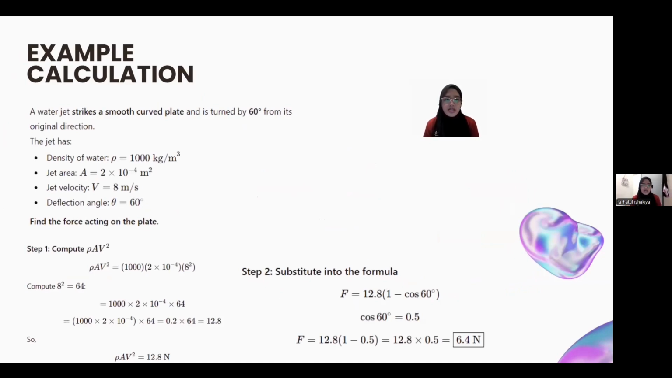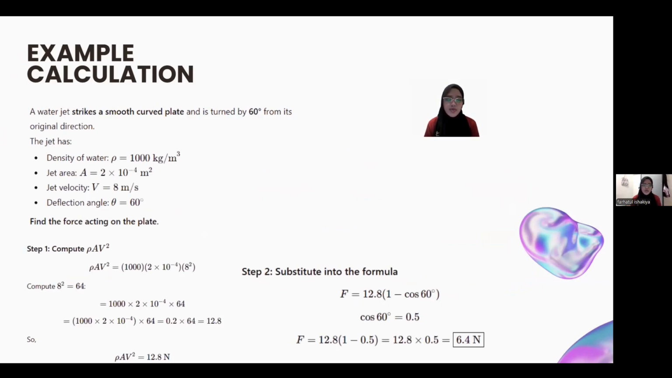A water jet strikes a smooth curved plate and it's turned by 60 degrees from its original direction. The jet has density of water, which is rho, 1000 kilogram per meter cube. Jet area, which is A, 2 times 10 power of negative 4 meter square. Jet velocity, we have 8 meter per second. Deflection angle, which is theta, we have 60 degrees.